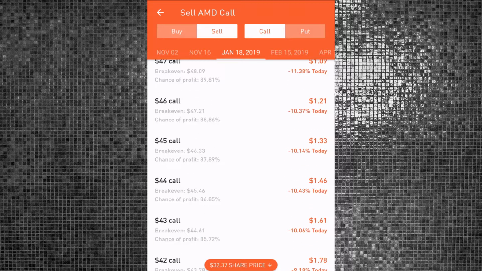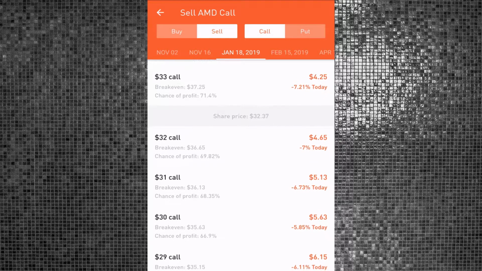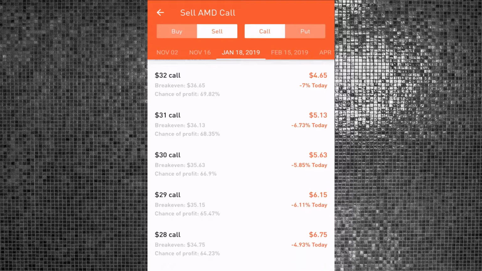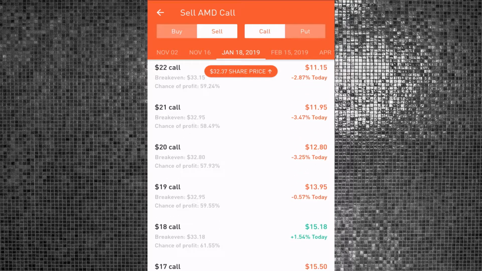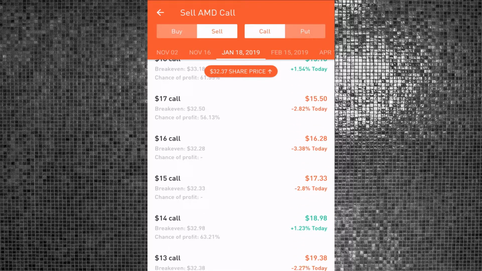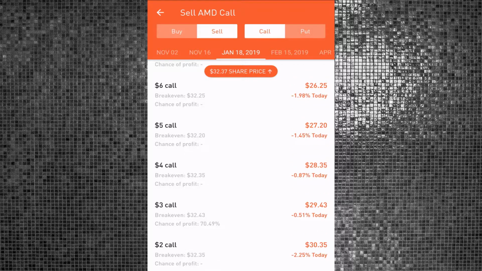And as we get closer to the current stock price, you can see that premium goes up. And as we go under the stock price, $32, for example, now it's much higher just because you'll be obligated to selling off a stock much lower than what the current stock price is. So as you can imagine, not only for the risk, but also for that difference, the options premium will be much higher. If we go all the way to the bottom, $2, you can see if you sell off each contract, you'll get $30.35 credited to your account.